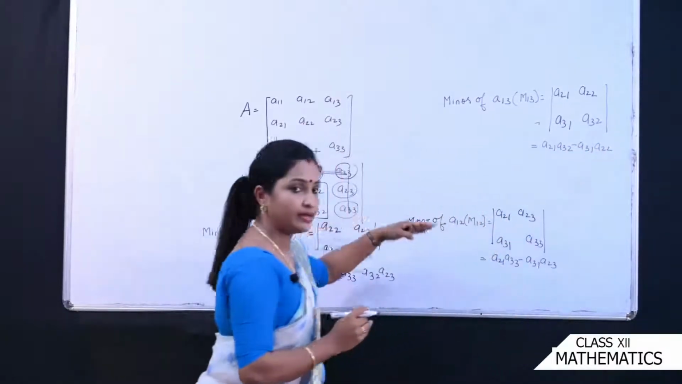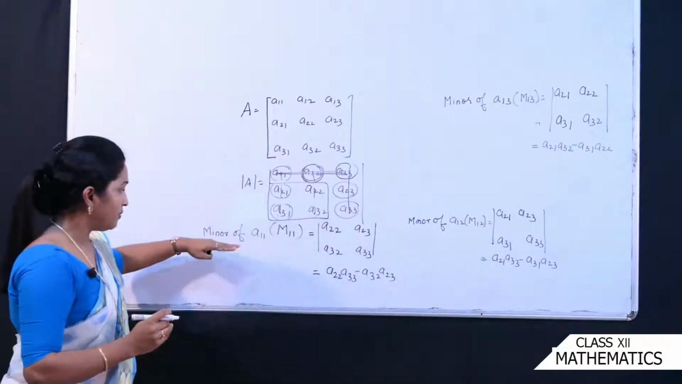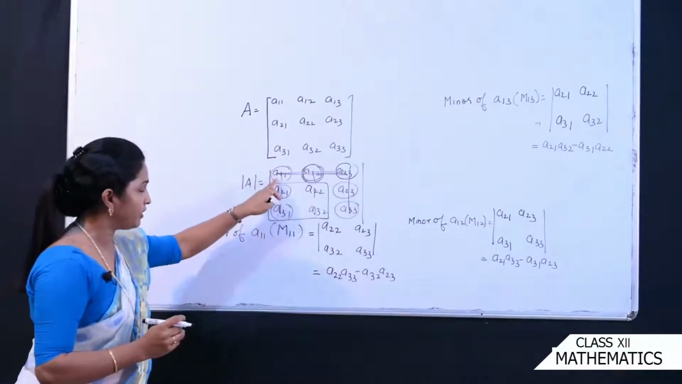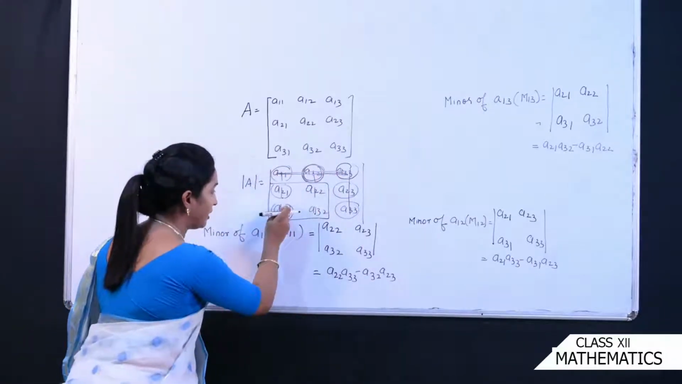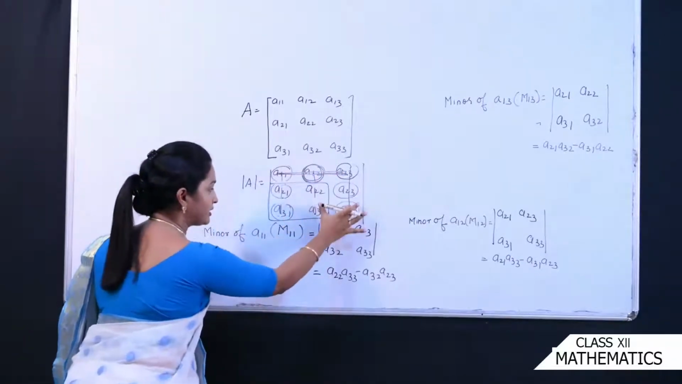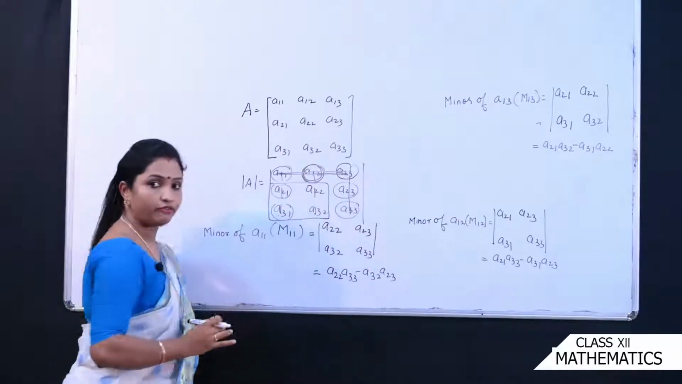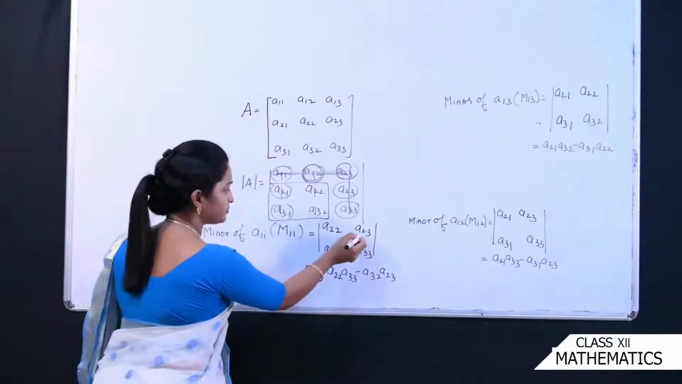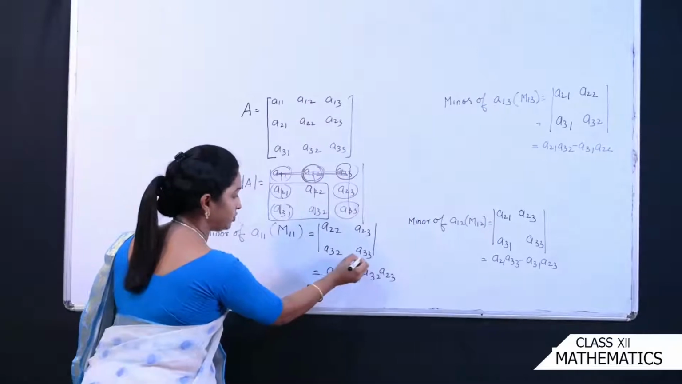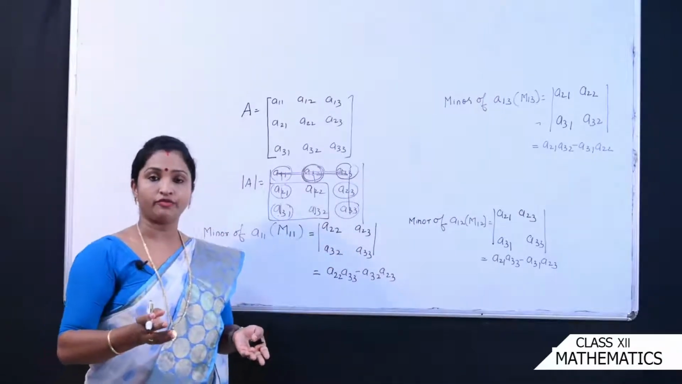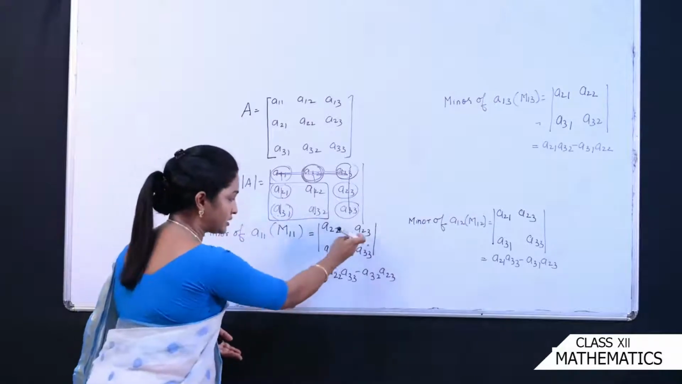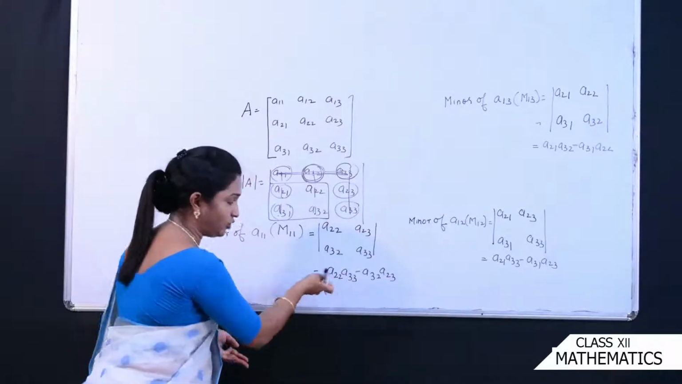Is that clear? Minor? Okay, once again I'm telling minor of A11, the first element. When you find the minor, what you will do? You will delete the row and column in which that element lies. What is left out? You will write down in determinant form. That is A22, A23, A32, A33. And I have already explained you how to find the determinant of a 2 by 2 matrix. You have to just cross multiply, put a minus sign and you will get the answer.